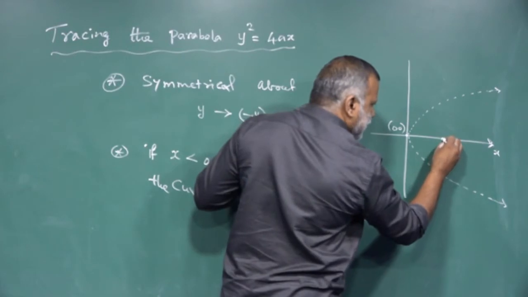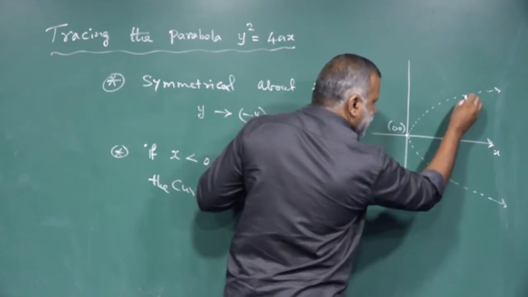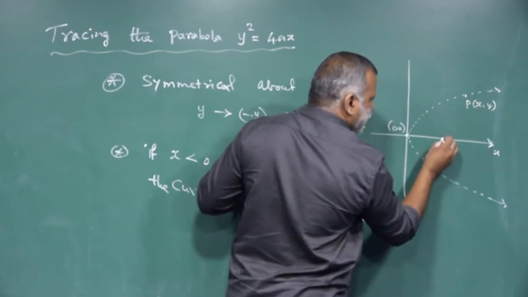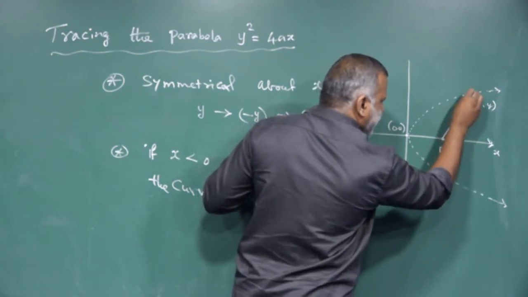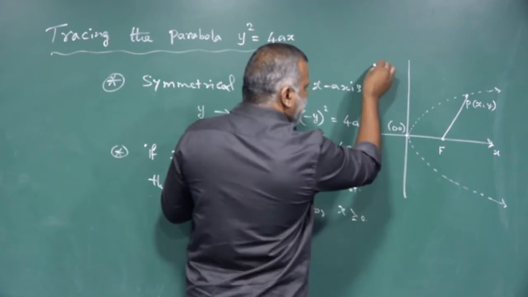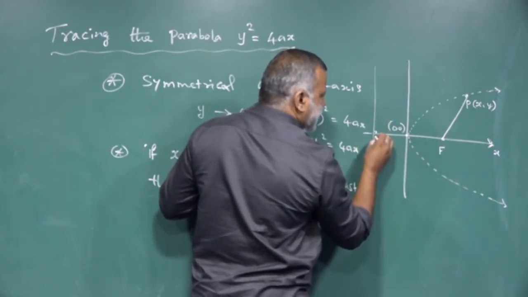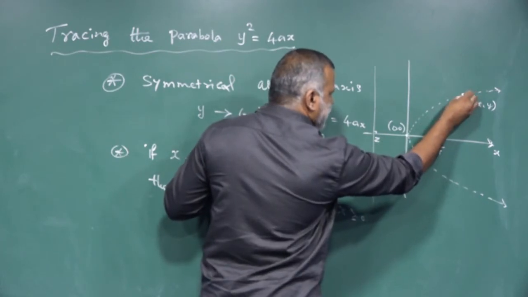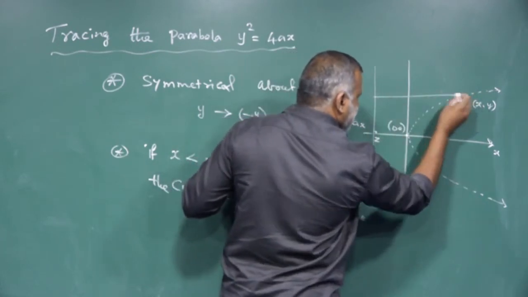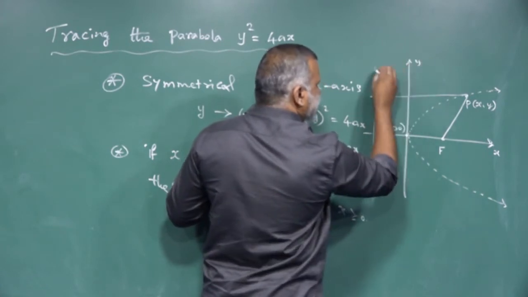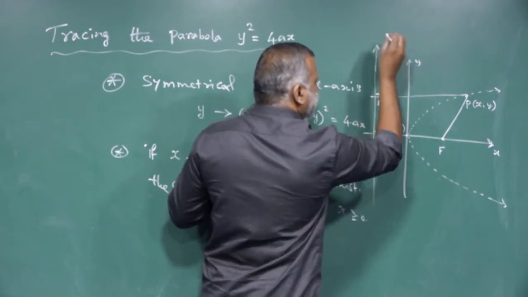Now consider this is the focus. This is the point P of (x, y), as per the definition FP. Now say this is the directrix. From this, the perpendicular is called PM. So this is the y-axis. This is the directrix.